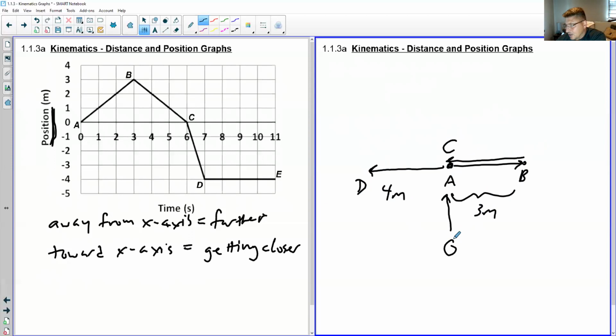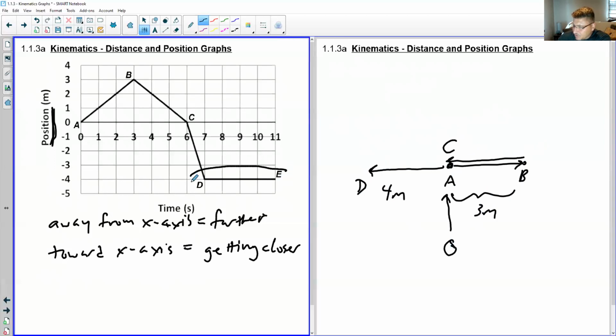Okay, so when is the object not moving? Well, the object is not moving when there's no change in position. So during this interval right here, there'd be no speed, right? When is the object going fastest? Well, wherever the slope of the graph is the greatest, this is where the object is traveling fastest. So here we would have the fastest speed.